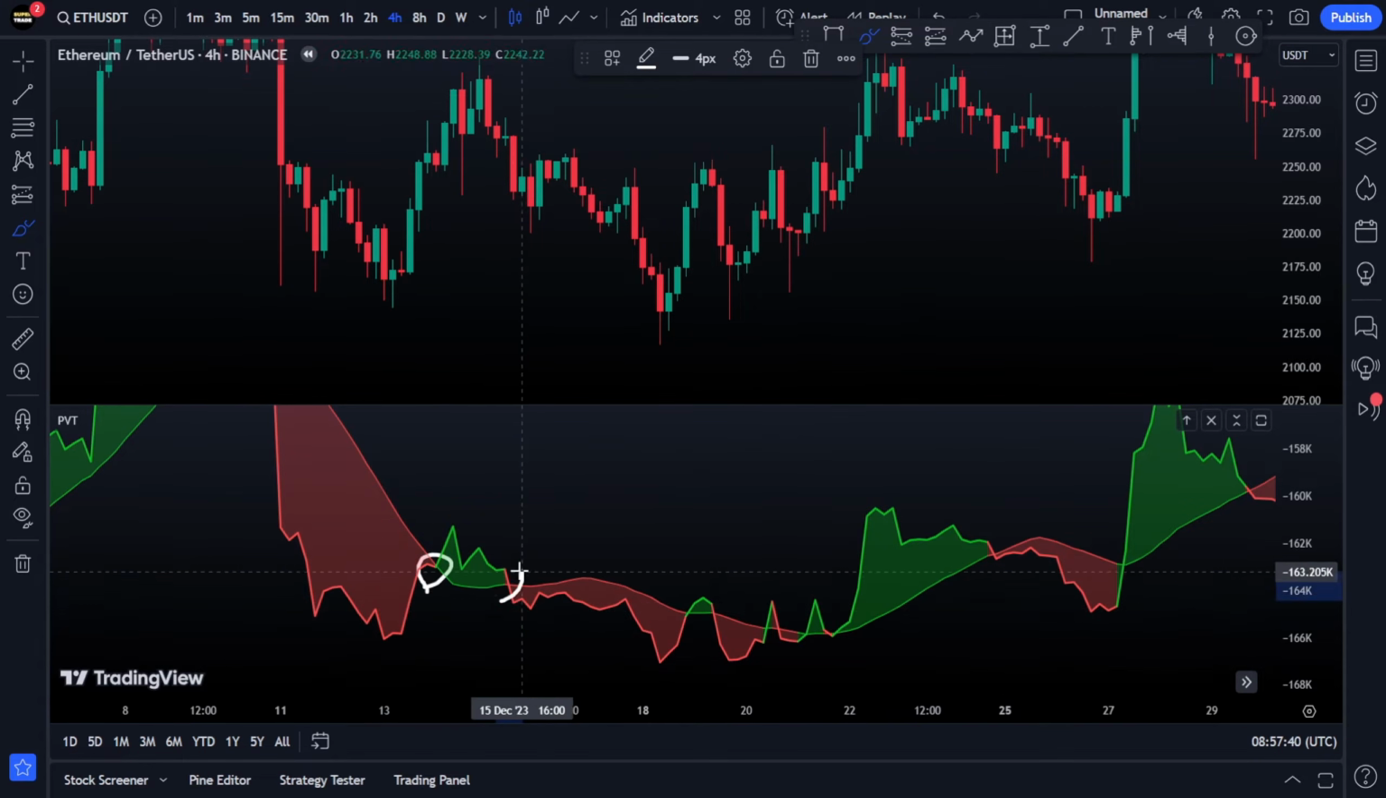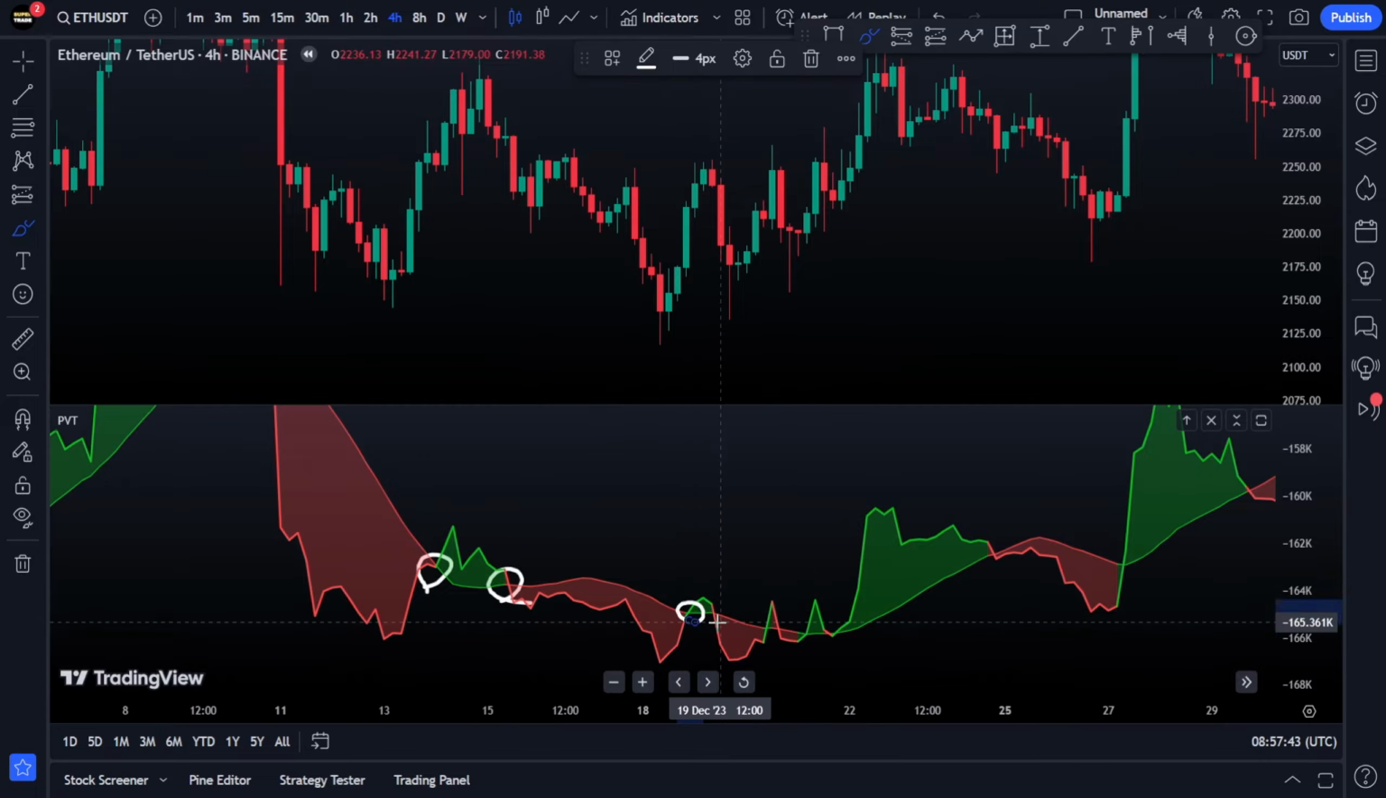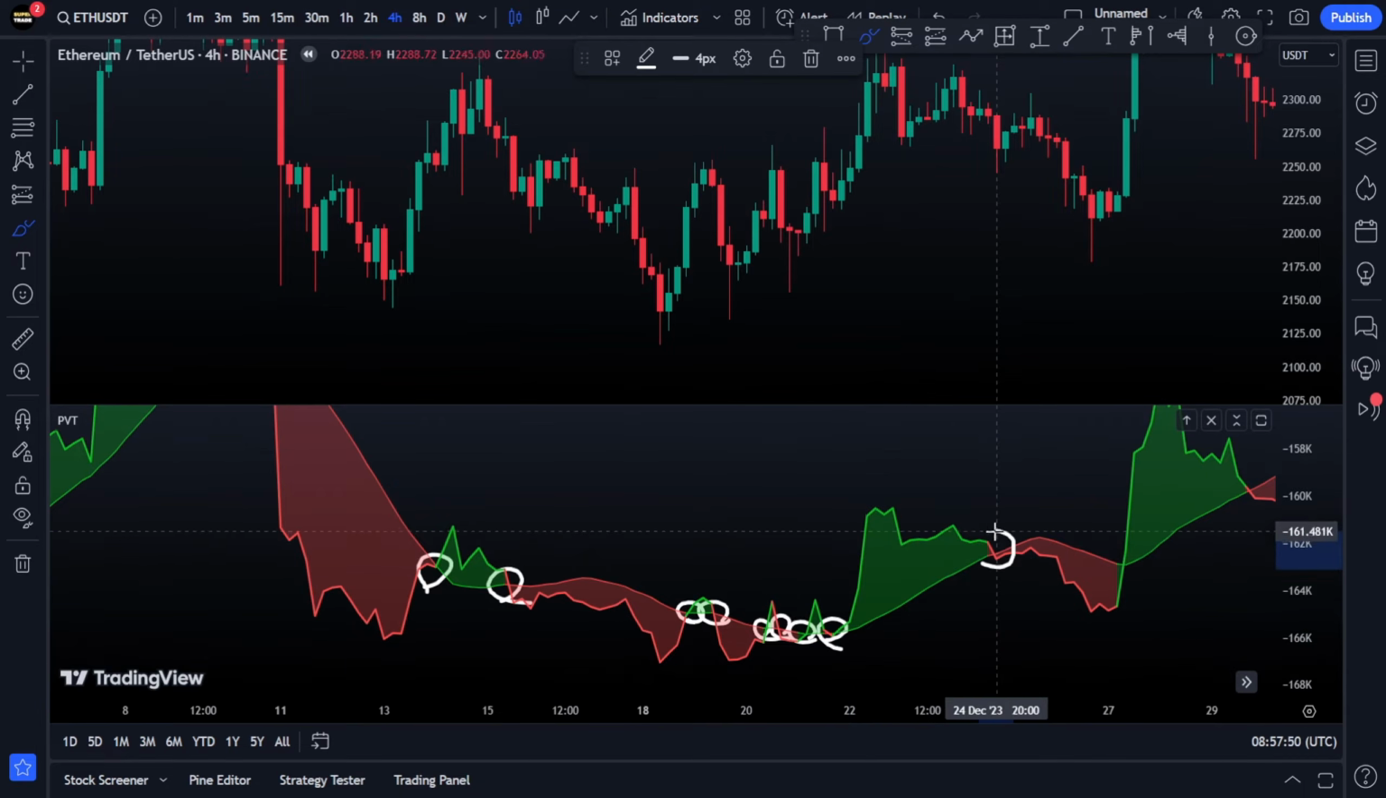And pay attention here because it is very important. Most people will tell you to enter the trade on the cross points, but it is not going to work. As you can see, it actually will generate a lot of false signals. So here I will teach you two ways to properly use this indicator.